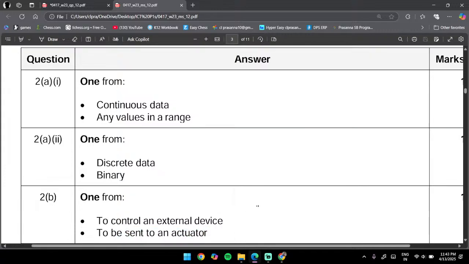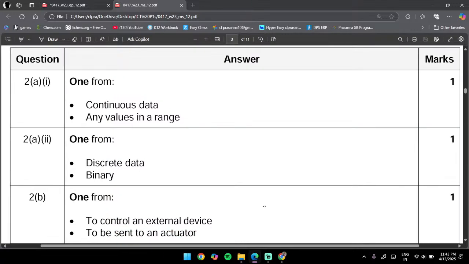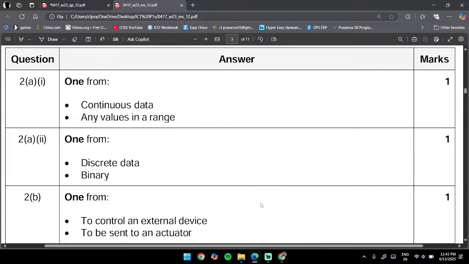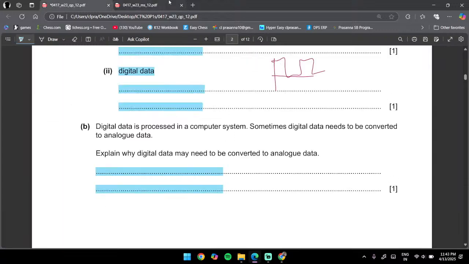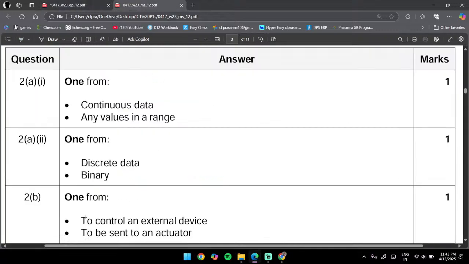Now, this is the thing with ICT. The mark schemes keep changing. Like this is 2023 and the answer I gave was from I think 2024. So that's the thing. You have to be doing all the recent papers and not the 2019, 2020 papers so that you are up to date with the mark scheme. I'm sure the ones I said will also give me the mark, but in the mark scheme it says to control an external device or to be sent to an actuator.